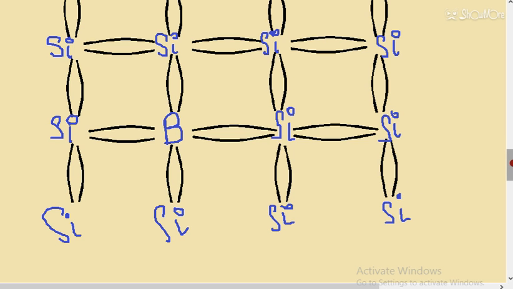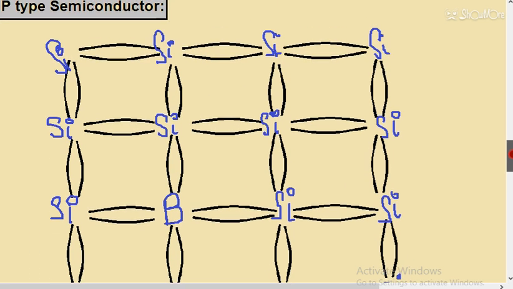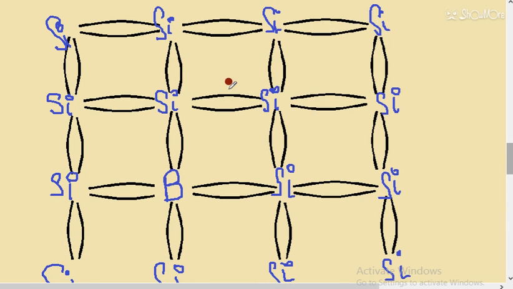So students, here you can see boron is added. I am discussing p-type semiconductor. So boron is added here. Boron has how many electrons? Boron belongs to group number 13. That means it contains how many valence electrons? It will contain 3 valence electrons, but silicon has 4 electrons.